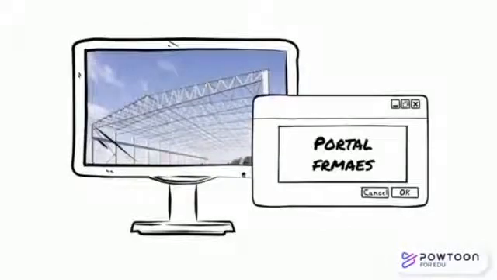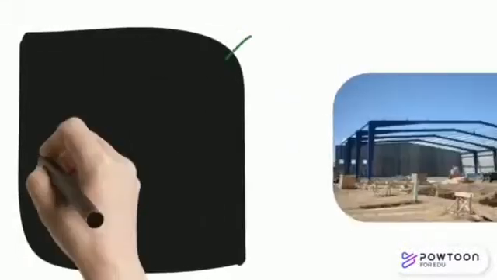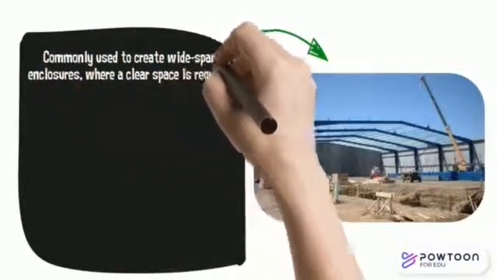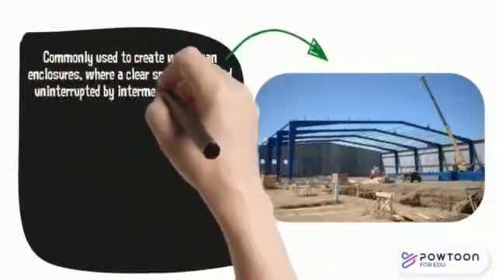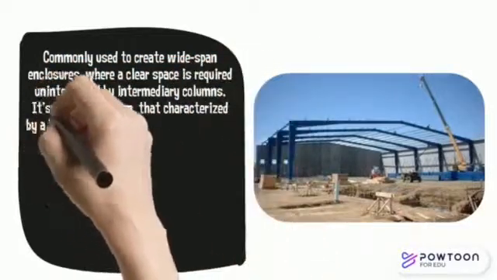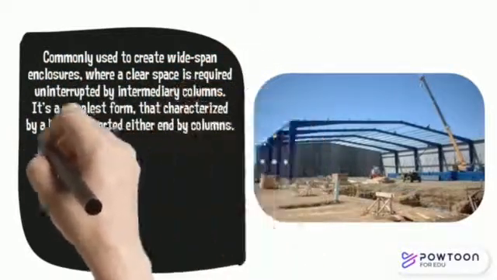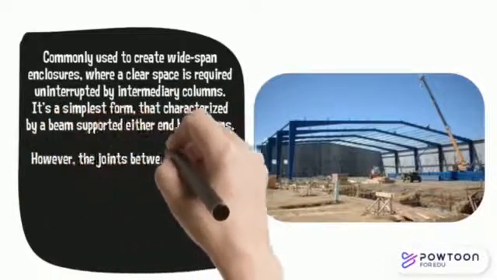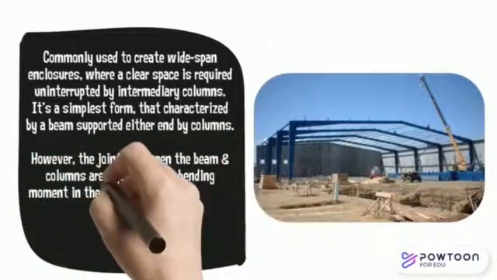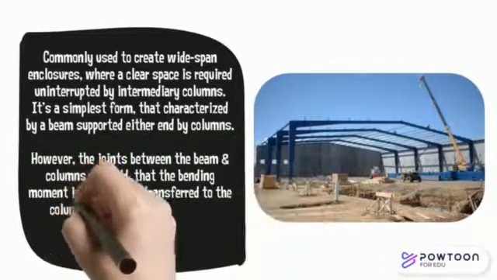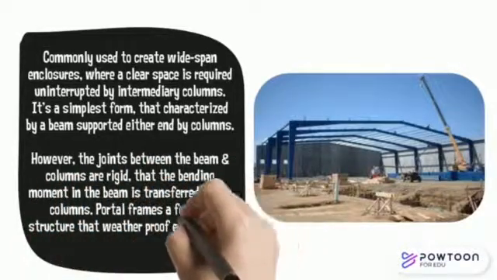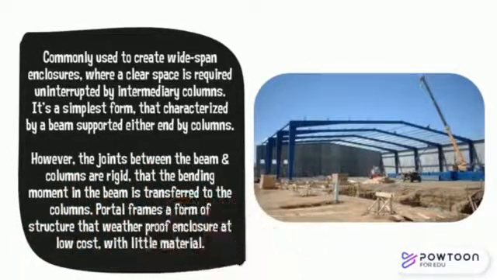Portal frames are commonly used to create wide-span enclosures where a clear space is required, uninterrupted by intermediary columns. It is the simplest form, characterized by a beam supported at either end by columns. However, the joints between the beam and columns are rigid, so the bending moment in the beam is transferred to the column. The portal frame is a form of structure that provides a weatherproof enclosure at low cost with little material.